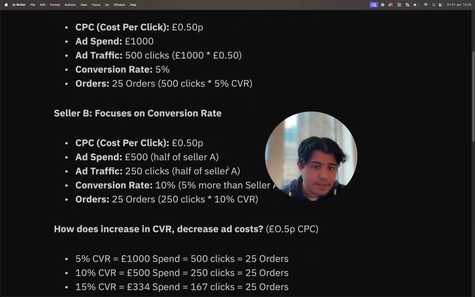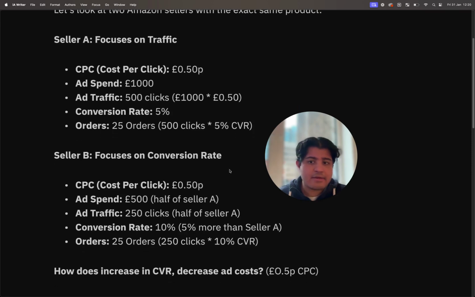If we look at seller B on the other hand, seller B again sells in the exact same category, exact same cost per click, say 50p. They spend £500 on ads, which is half of what seller A is spending. They get half as much traffic because they're spending half as much on ads, so they get 250 clicks. However, they've got a better conversion rate than seller A, and that could be due to several different reasons. They've got a conversion rate of 10%, which is 5% more than seller A.